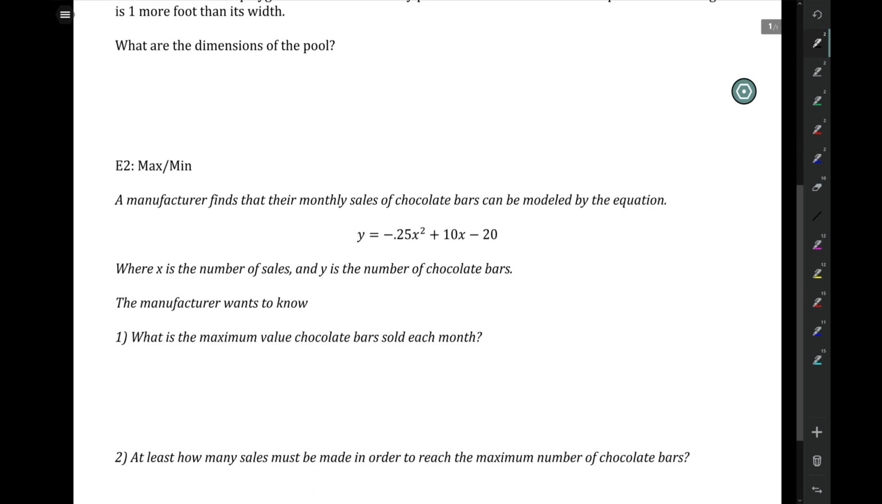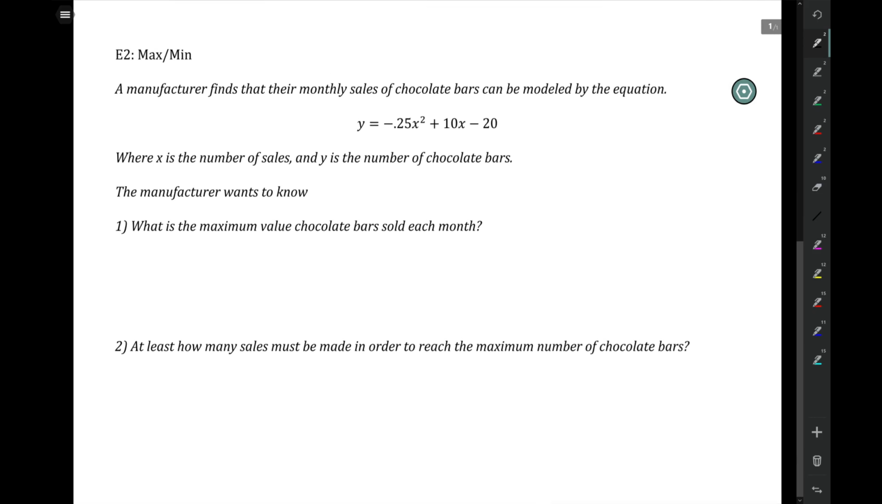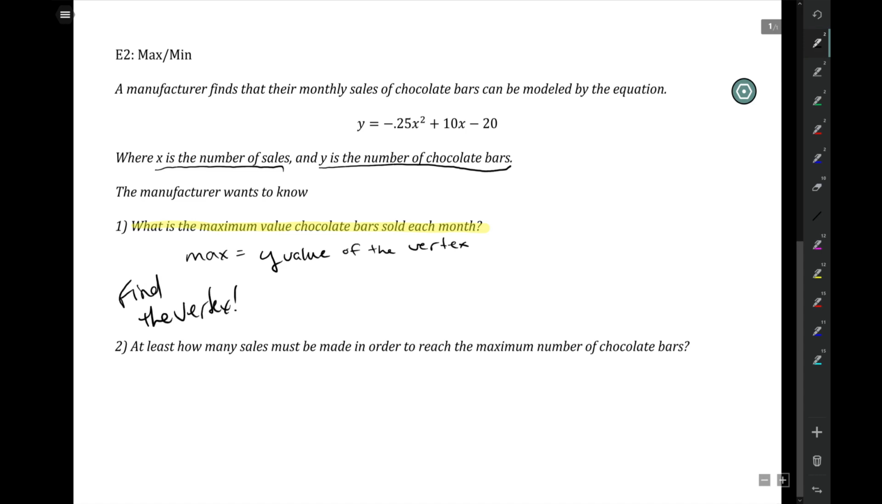The last type is a maximum and minimum problem. We actually looked at these before, but I just want to re-emphasize it again. X is the number of sales and Y is the number of chocolate bars for our manufacturer. And they want to know what's the maximum value. Maximum always, again, comes from the Y value of the vertex. So simply put, you just need to find the vertex. What you need to do is remember how to do so from standard form. So standard form vertex is, you should remember, negative b over 2a, and you substitute it back in to find the others.